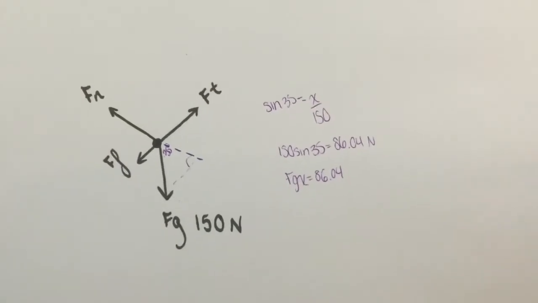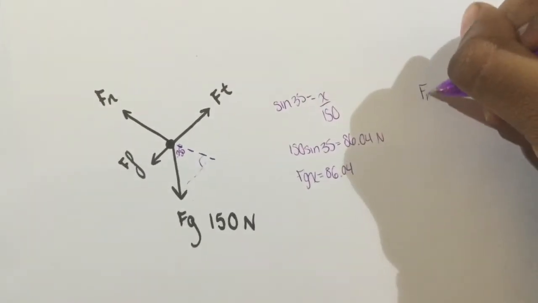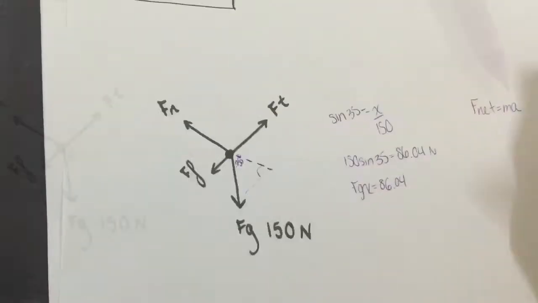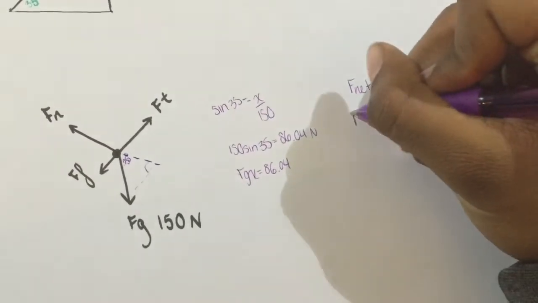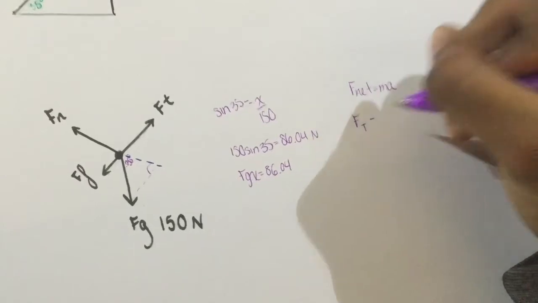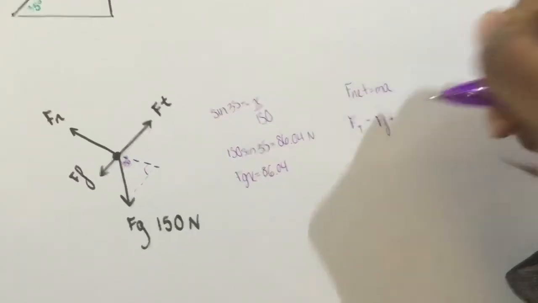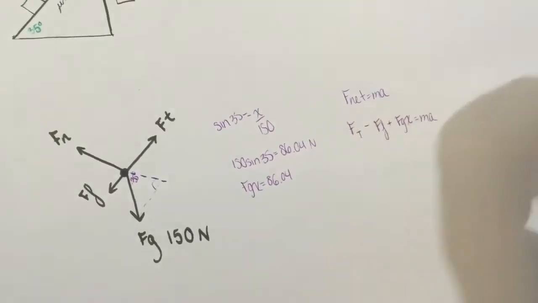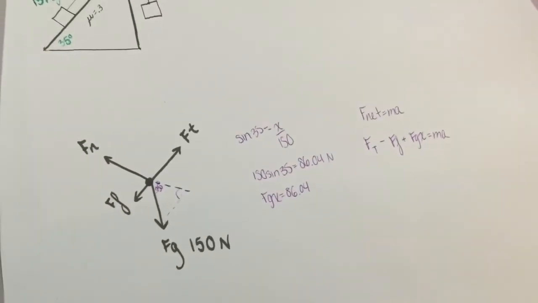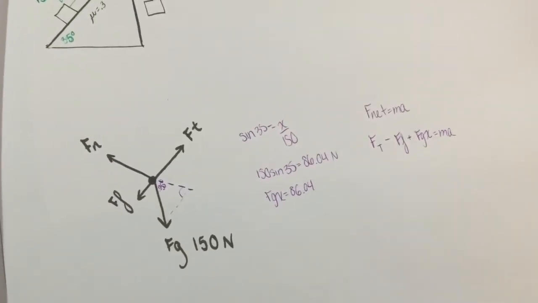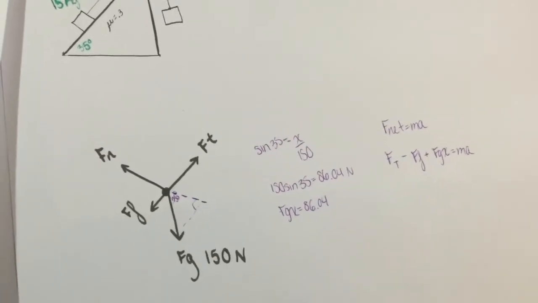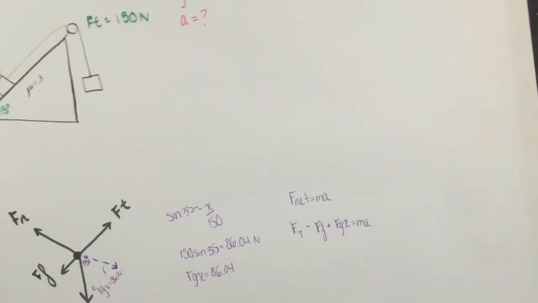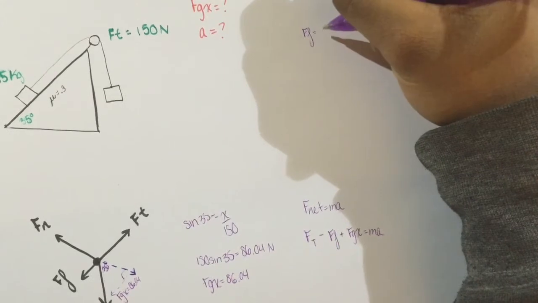But now to find the acceleration, we would use the formula F net equals ma. So F net would equal the force of tension minus the force of friction plus FGX equals the mass times acceleration. Because the force of friction and the component of gravity, the x component, they both point in the opposite direction of the force of tension. So we have to find the force of friction.